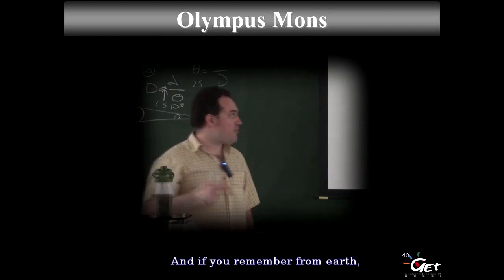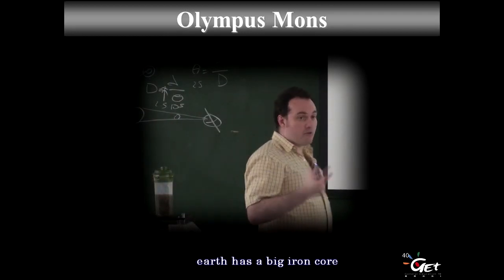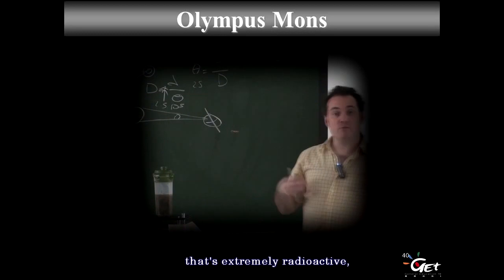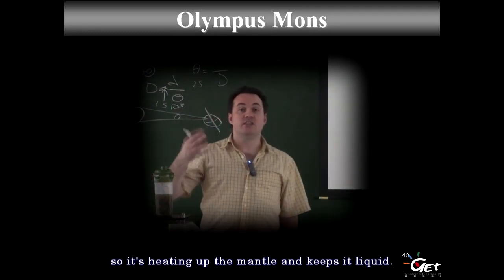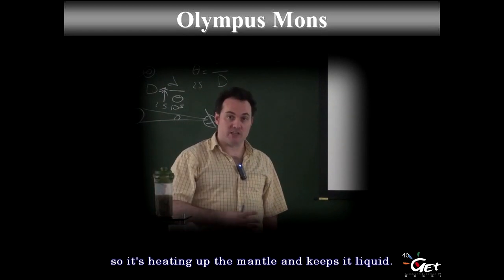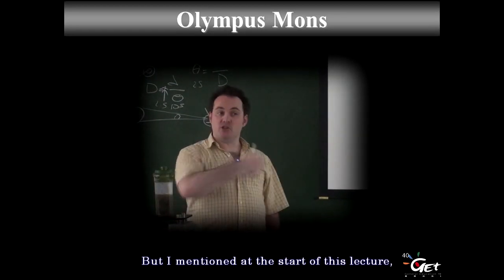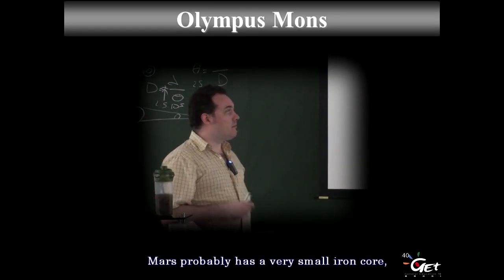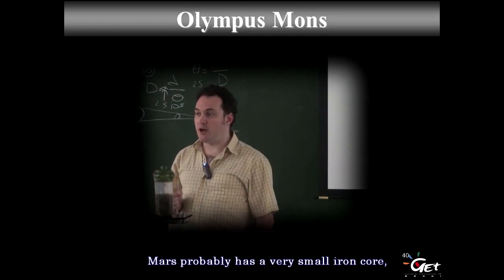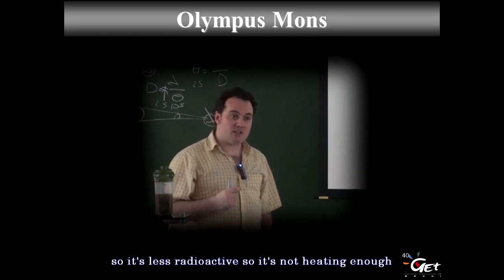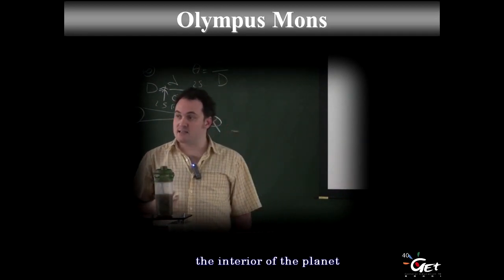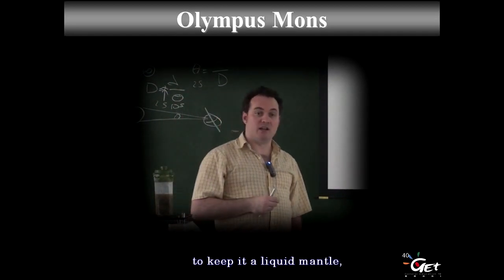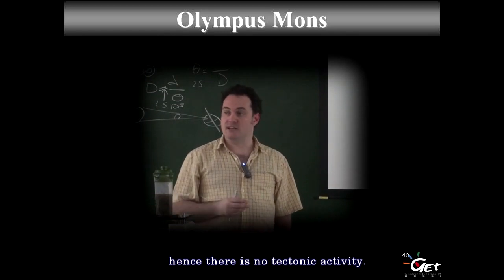And if you remember from Earth, Earth has a big iron core that's extremely radioactive, so it's emitting a lot of heat. It's heated up the mantle and kept it liquid. But I mentioned at the start of this lecture, Mars probably has a very small iron core, so it's less radioactive, so it's not heating enough of the interior of the planet to keep a liquid mantle, hence there's no tectonic activity.